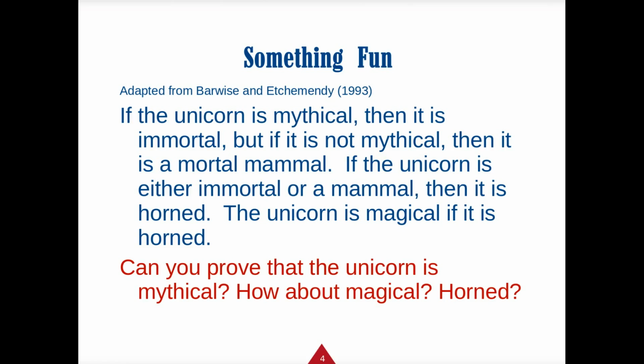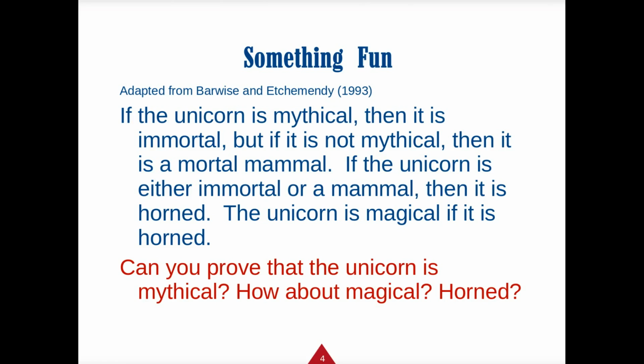So can you prove that a unicorn is mythical? Well, how would you do that? How about is it magical? How about if it's horned? How would you represent that stuff? So you have to build up a knowledge base to represent those things. Define what mythical is, define what magical is, define what horned is. And from those you can back your way through and define these things.